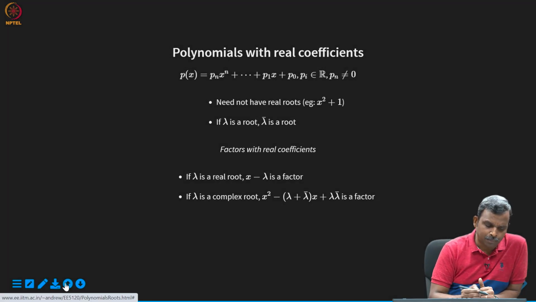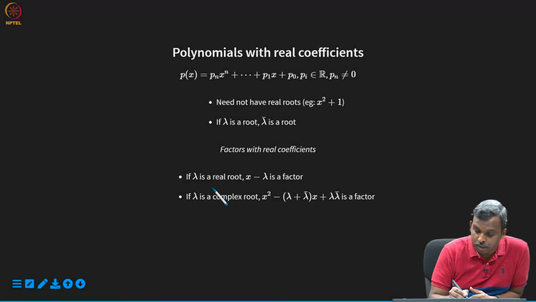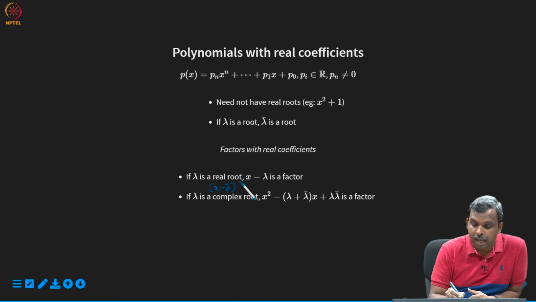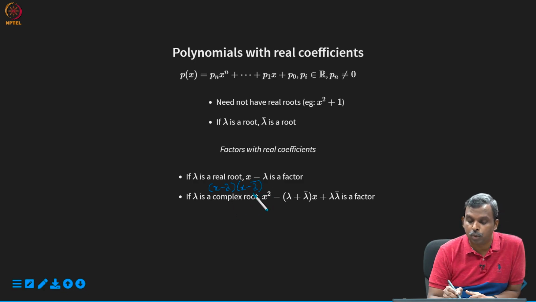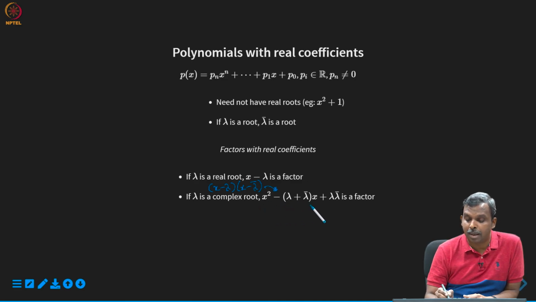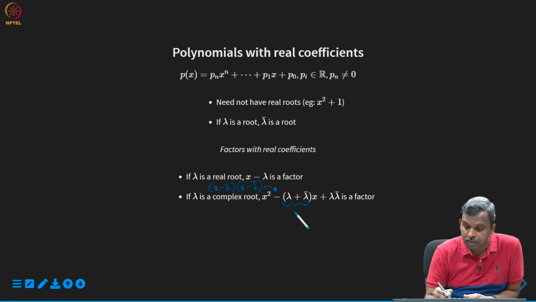It's not very hard. If lambda is a complex root, x minus lambda is a factor and x minus lambda bar is also a factor, right? There are two factors because it's complex. Lambda is a root, lambda bar is also a root. So x minus lambda times x minus lambda bar is a factor. Now when I multiply these two things, I will get x squared minus lambda plus lambda bar times x plus lambda times lambda bar. And what's interesting about this? This coefficient is real. This one is also real.